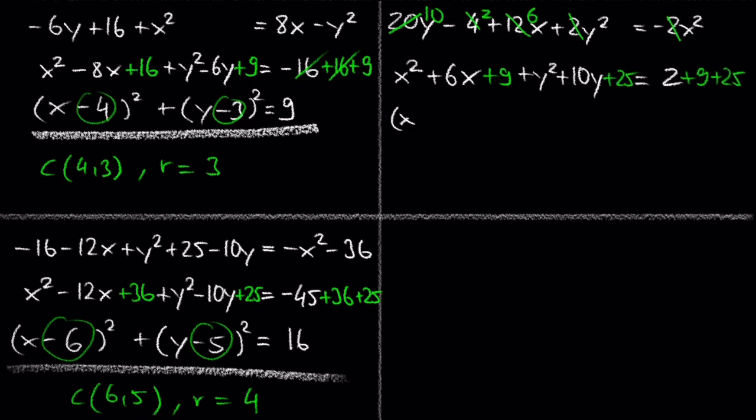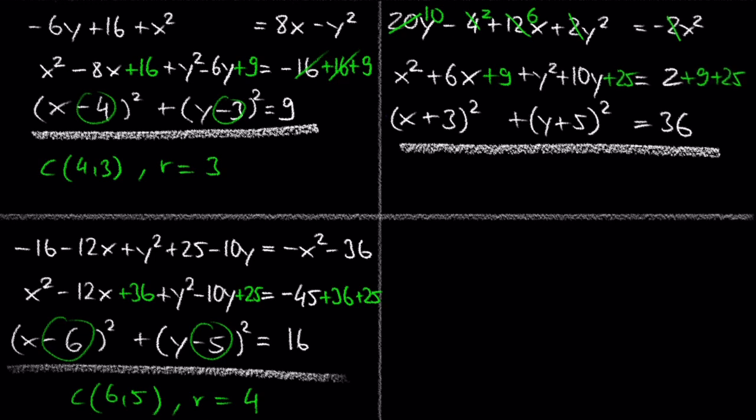So we get x plus the half of 6 is 3 squared plus y plus the half of 10 is 5 squared equals 2 plus 9 is 11 plus 25 is 36. The center is negative 3, negative 5. And the radius is the square root of 36, which is 6.